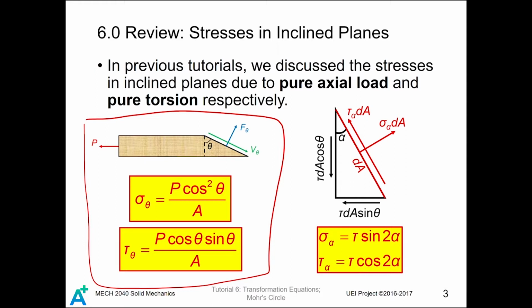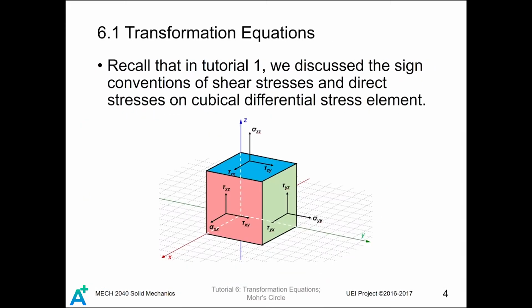Under pure torsion, the direct stress caused by it is tau sine 2 alpha, while the shear stress is given by tau cosine 2 alpha, where tau is the shear stress induced by the pure torsion. In this chapter, we are going to combine the stresses of inclined planes under axial stress and pure torsion together to get the transformation equations. In tutorial 1, we discussed the sign convention of shear stresses and direct stresses on a cubical differential stress element.